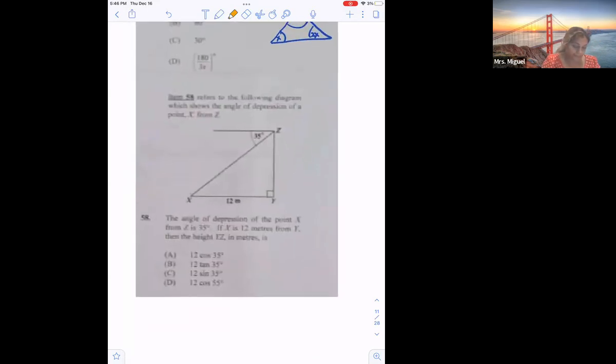59, x, the angle here is 35, so here will be 35. Z-shape angles are alternate. YZ, this is the opposite, and this is the adjacent. So, opposite and adjacent, that is tan. Tan 35 is equal to YZ over 12. So, YZ is 12 tan 35. The answer, B.